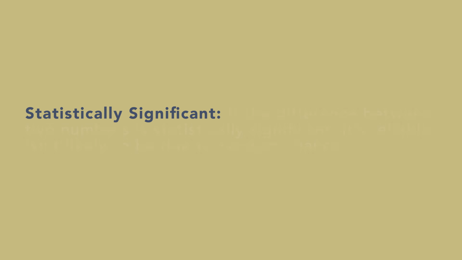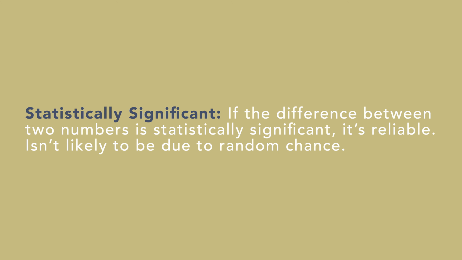Let's say that we're comparing our product's user experience to our competitors. When we compare the two sets of quantitative data for these products, we want to know if that result is reliable. That's what statistical significance can tell us. If the difference between two numbers is statistically significant, it's reliable. The result that we're seeing probably isn't due to random chance.